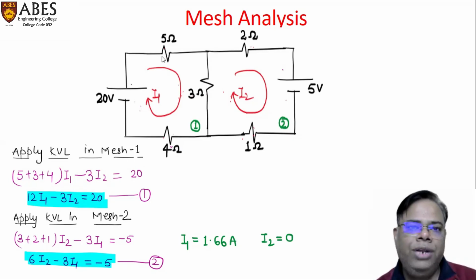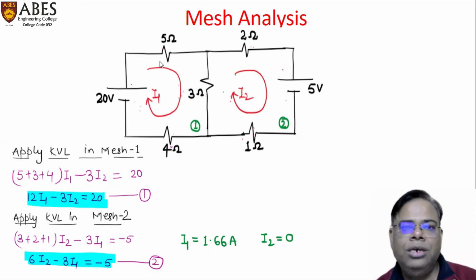So firstly, we will add these resistances, 5 plus 3 plus 4, that is 12 ohm. Now we will multiply the sum of these resistances with I1. I1 is the main current that is flowing in this particular mesh. After that, we will find the common resistance of this mesh that is associated with the other mesh.